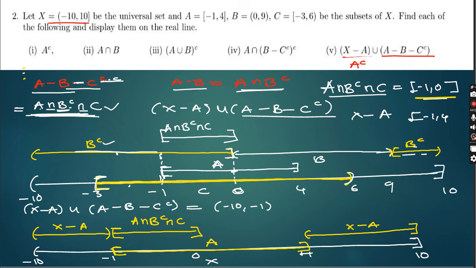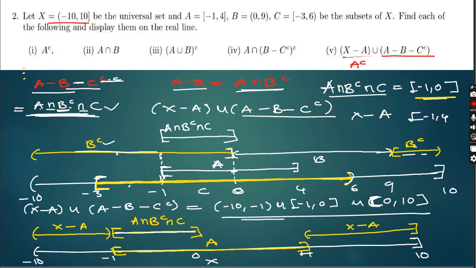Then in A, we are going to unite. That's how we combine it. We are going to unite this set, which is running from negative 1 all the way up to 0, also included. Then we combine with this set, which is running from 0 all the way to 10. Actually, 10 is not included here for X minus A, which is at the end. So this is how you find the set.